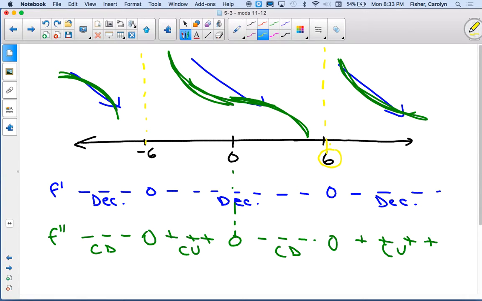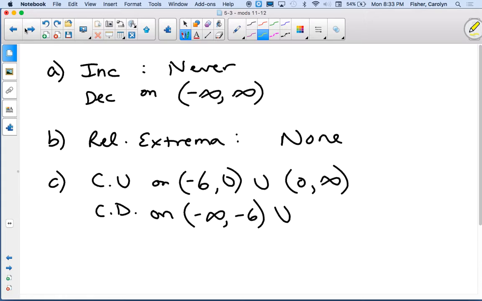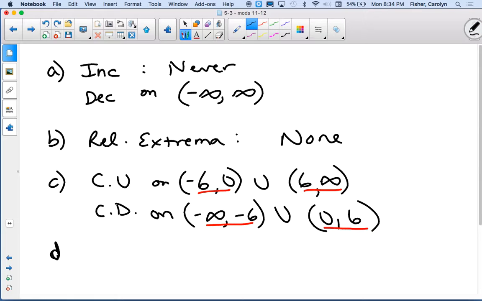From 6 is this spot. So this is 6 right here for the concave up, 6 to infinity, and -6 to 0. So if I fix that, -6 to 0, and this should be a 6 to infinity. Sorry about that. And then concave down on -infinity to -6, and 0 to 6. So it's concave down, concave up, concave down, and then concave up if you jump between intervals. Last question was points of inflection.